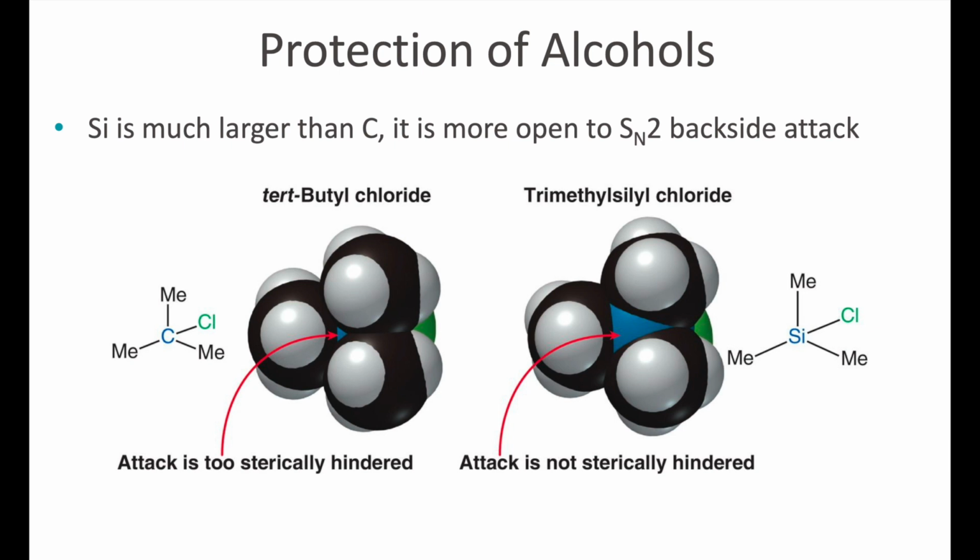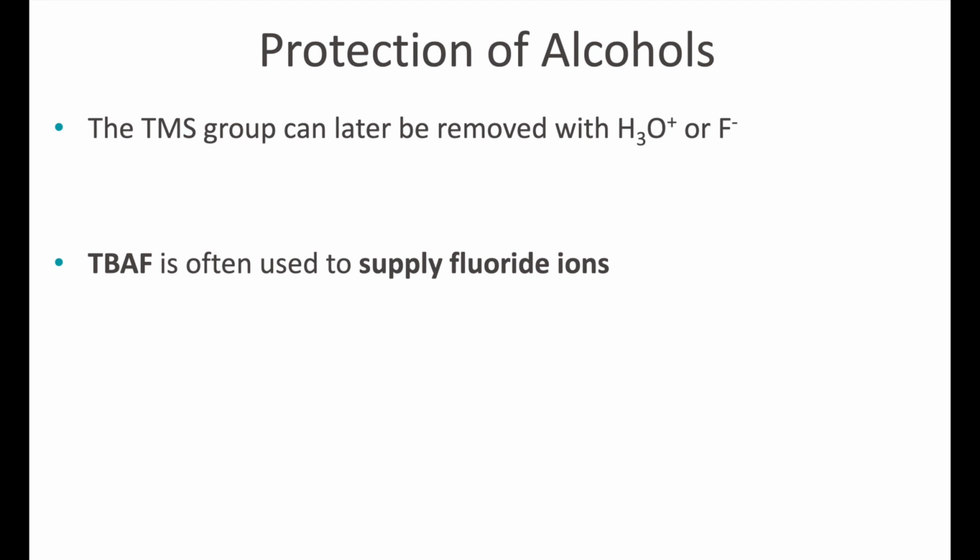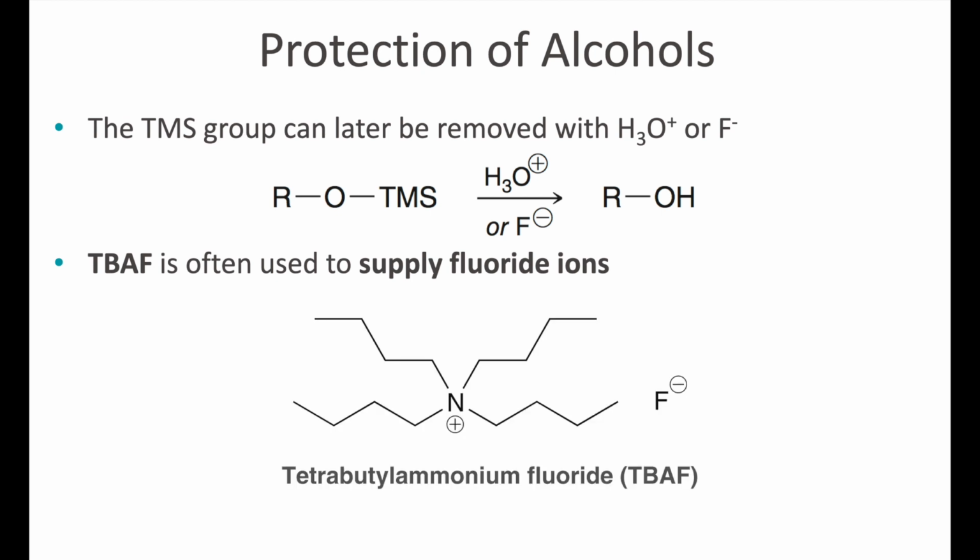Because it is much larger, the bonds are a little bit longer, so there's actually more space there for a backside attack. It's not too sterically hindered. All right, so this is why that reaction is possible. And finally, your TMS group can later be removed with acid or a fluoride. And oftentimes the source of this fluoride is known as TBAF, tetrabutylammonium fluoride, which has this molecular structure.